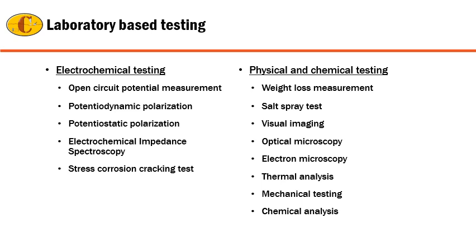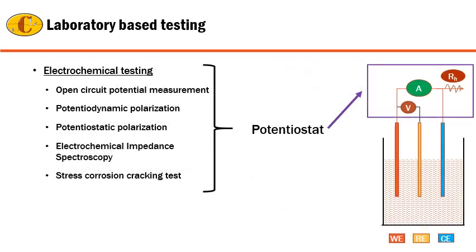Next is laboratory based testing. So laboratory based testing methods are of two types. They can be electrochemical testing and they can be physical and chemical testing. So in electrochemical testing, usually you have different types of polarizations and impedance measurements.